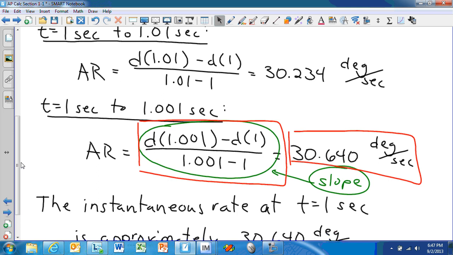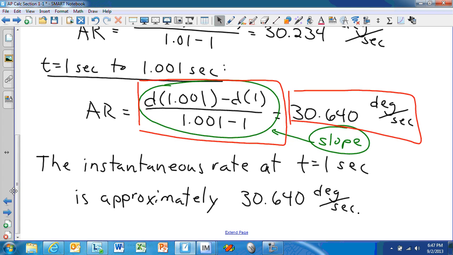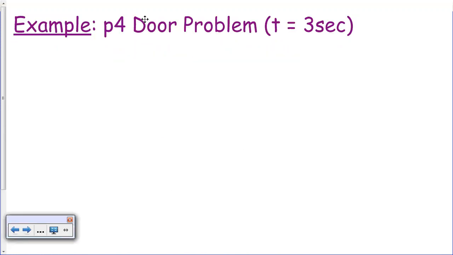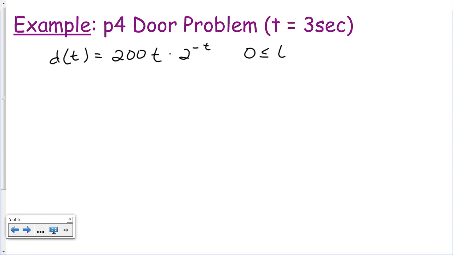Okay. Let's take a look at the next example here. If you flip the page, you'll see this next example. Same problem, but we're just going to change the time here. This is halfway down the page, where it says do the same thing basically, but now at t equals 3 seconds. Okay? So we'll go through the same process, same function. I'm just going to go ahead and write the function down again for us so we have that right here. It was 200 times t times 2 to the negative t, and that was from 0 to 7 seconds.